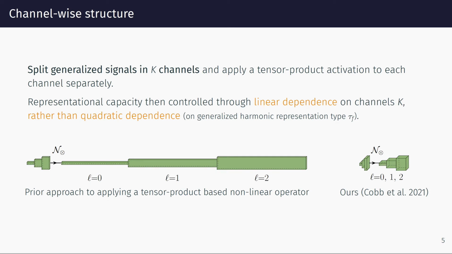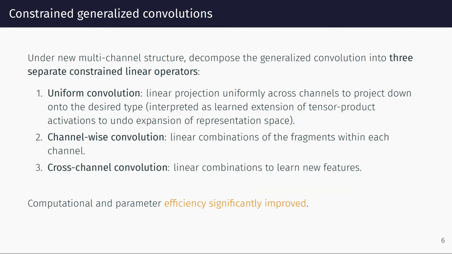We introduce a channel-wise structure and apply strictly rotationally equivariant tensor product activations to each channel separately, which reduces the computational complexity associated with representational capacity from quadratic to linear.